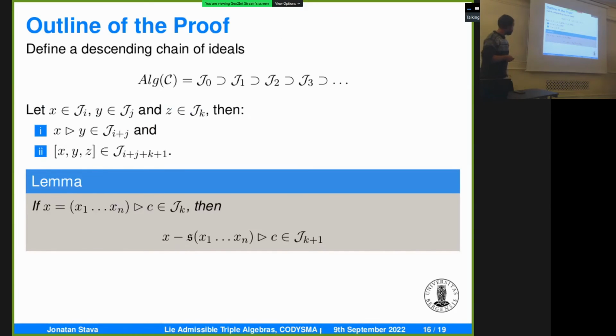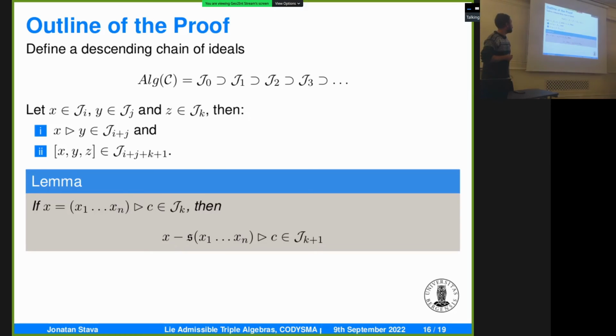Okay, so what did we do? Well, instead of just having one ideal J, we made a descending chain of ideals, where the first one, J0, is just the full free algebra. The next one, J1, would be equal to what I previously called just J. And then we generate the rest by these rules.